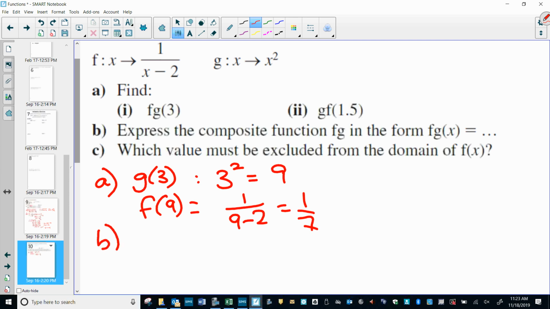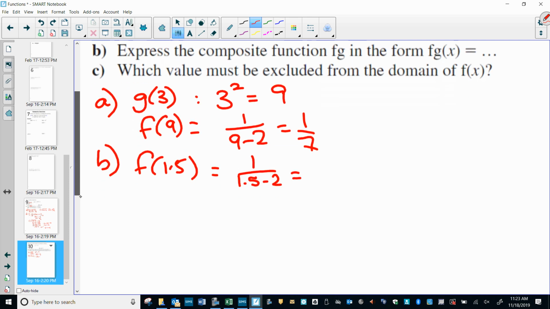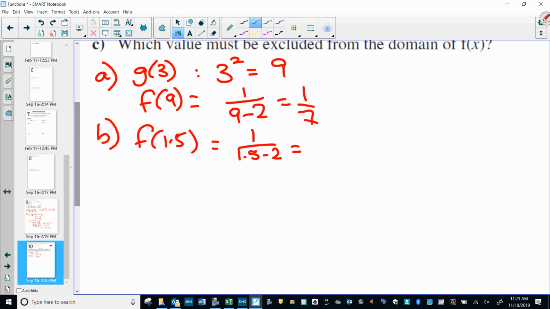Alright, so B, we're finding gf of 1.5, so we're finding f at 1.5 first. What's 1.5 take away 2? 1 over negative 0.5. Now, we wouldn't leave it like this. You have calculators available to you in your exam, so I would suggest you rewrite that as a proper number. What's 1 divided by negative 0.5?